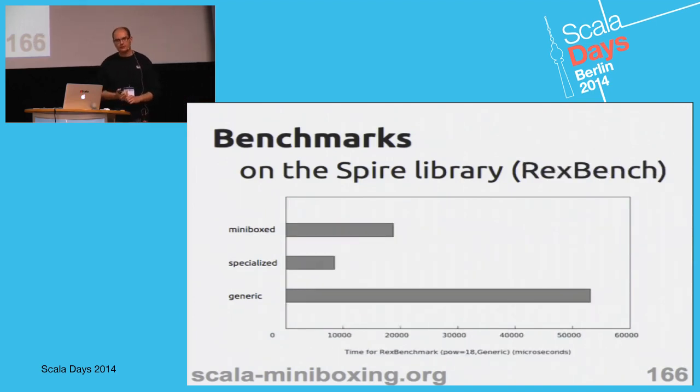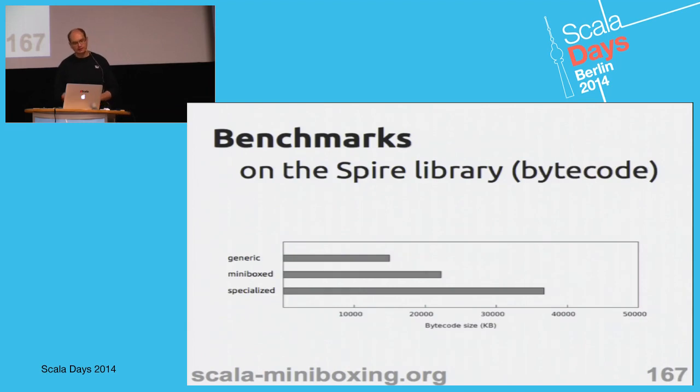There are also benchmarks on which we do not do that well. For example, one is Rex Bench, where Miniboxing is twice as slow as Specialization. Still, it's 3 times faster than generic, so we're okay. But I guess the takeaway message from specializing Spire is that if you really need maximum numeric performance, you better stick with Specialization. If not, if you just have a project and want to lightly take off some of the cycles from using primitive types, you might be interested in generics, in Miniboxing, sorry.